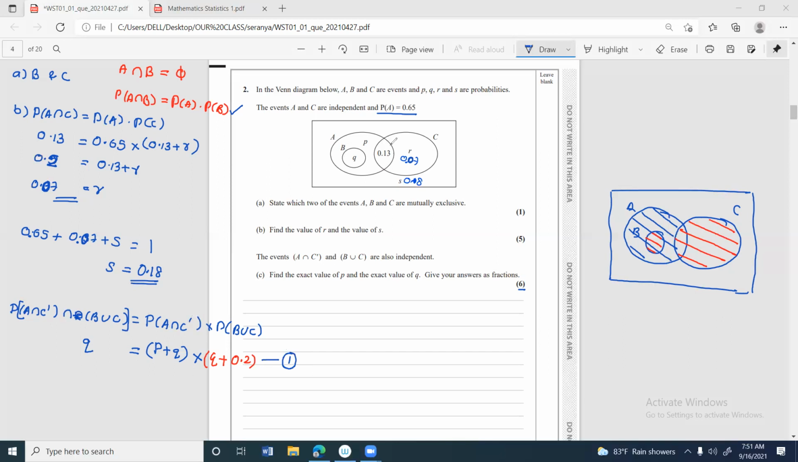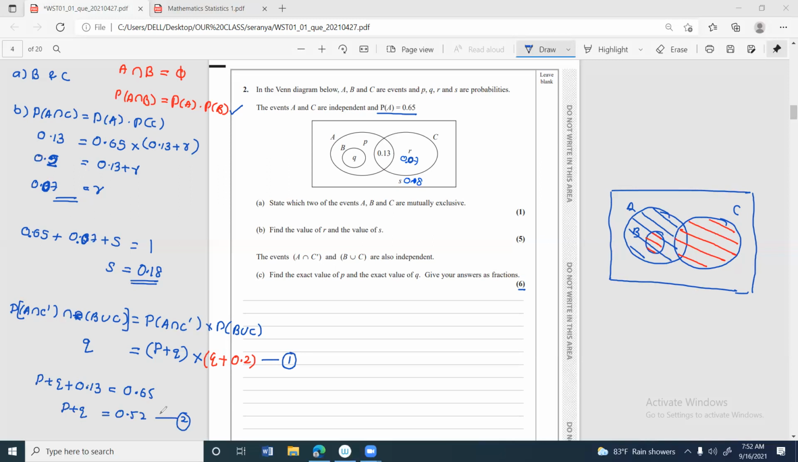We know that if I add everything inside this circle, the probability is 0.65. If I add up everything inside the circle, that is equal to how much? 0.65. Therefore, you can write P plus Q plus 0.13 is equal to 0.65. From here, P plus Q equals 0.65 minus 0.13, that is 0.52. I will take this as my second equation.